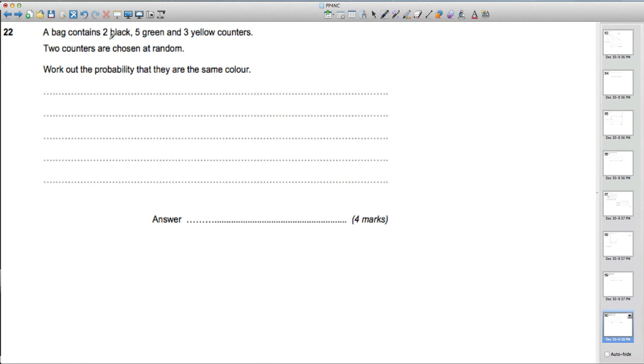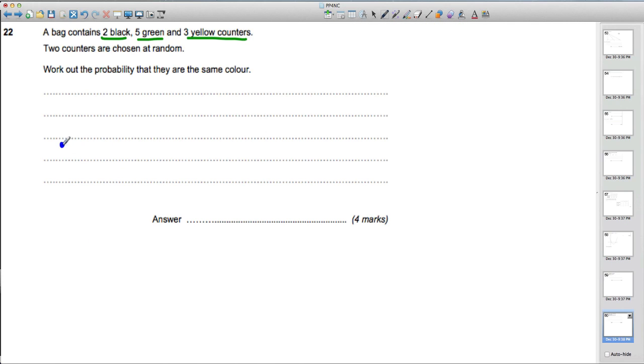Question 22. A bag contains 2 black, 5 green and 3 yellow counters. 2 counters are chosen at random. Work out the probability that they are the same colour. Okay, if 2 counters are chosen at random and are taken out of the bag, then we've got to assume that one's taken out and then the other's taken out next. Okay, so let's draw a tree diagram to represent this.